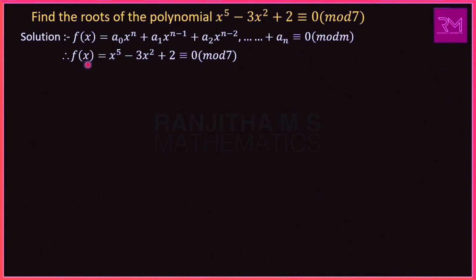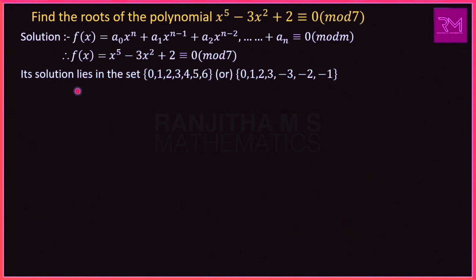So this polynomial is our f(x). Next step, we have to substitute x as 0, 1, 2, 3 up to the value 6, because this m value is 7 here. So we have to substitute values up to m minus 1, that is 7 minus 1, which is 6. Therefore we substitute x as 0, 1, 2, 3 up to 6 and check the congruency. That means its solution lies in the set 0, 1, 2, 3, 4, 5 and 6.